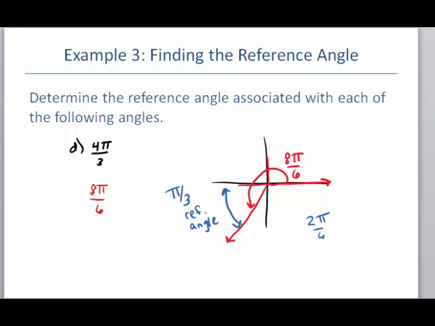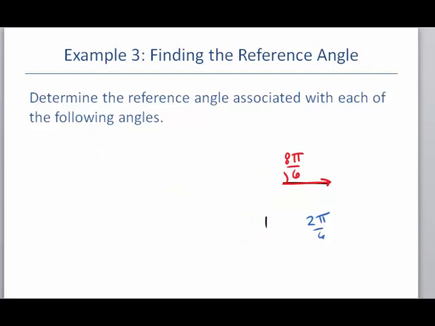Now, I wanted to show you 2 other examples that the book has, because they are a little bit different. All right, so let's make part E, and let's say that our angle is going to be 9 pi over 8.